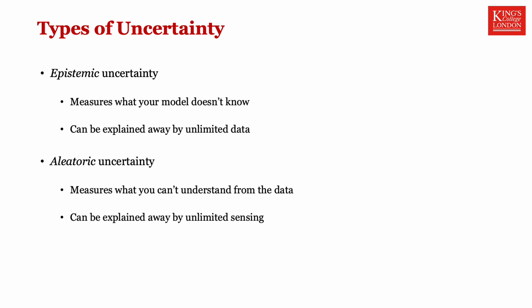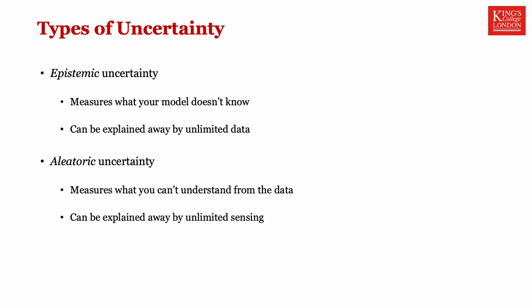So epistemic uncertainty, as we were describing before, measures what your model does not know. So if your model does not know something, it might be for multiple reasons. It might be that the model itself is not really good enough, but that is a technical issue. You can always improve your model or make your model bigger if you have more memory.